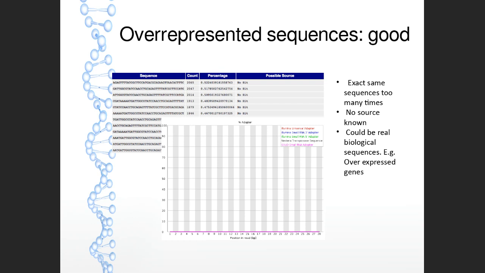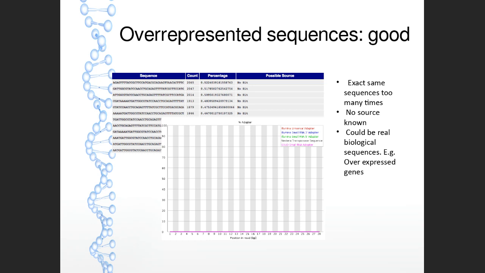So, overrepresented sequences is another metric, getting towards the end of these. Overrepresented sequences will take any particular sequence that appears multiple times within our data set and display that to us, give us the number of times that sequence is represented, and also some possible sources of that sequence.